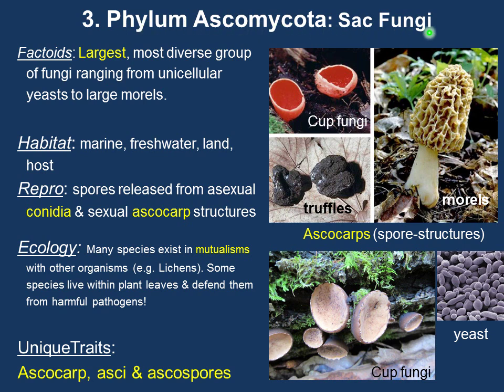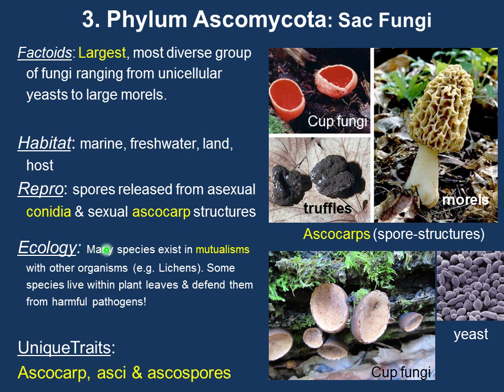Now we're going to go on to the phylum Ascomycota, which are the sac fungus or cup fungus. They're the largest, most diverse group of fungus, ranging from unicellular yeasts to large morels. We can see that in the top right-hand picture, and then just below that is a yeast picture. Their habitat, they're mostly marine, freshwater, land, and on a host. Reproduction, their spores are released from asexual conidia and something called a sexual ascocarp structure.